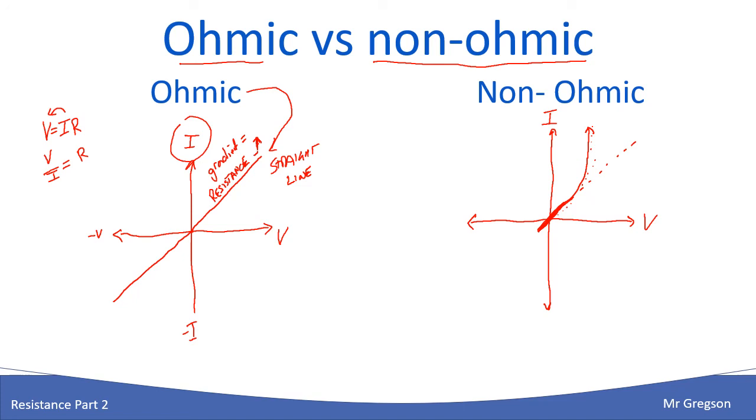So over in ohmic, our voltage is proportional to current. There is a relationship between them. And over here, there is not. No proportionality. Proportionality of voltage and current. I should do an I for current.